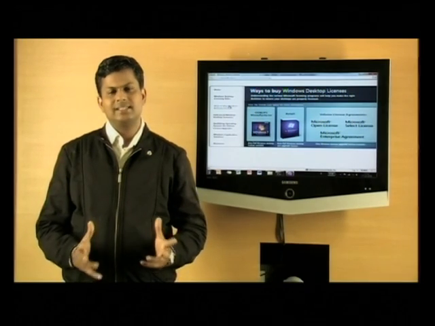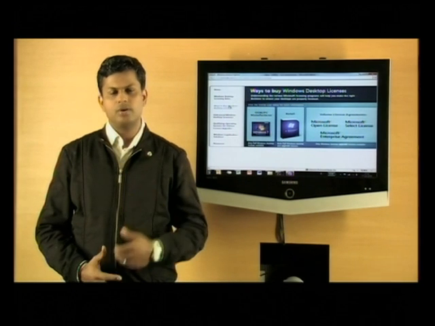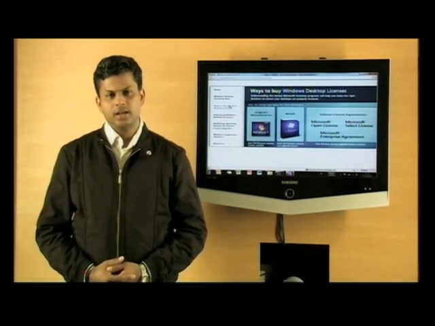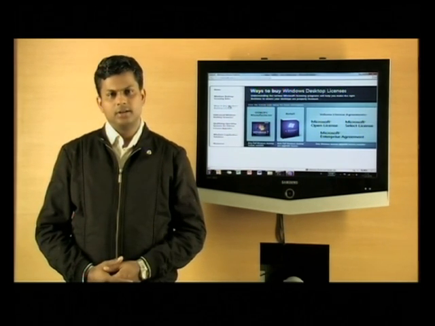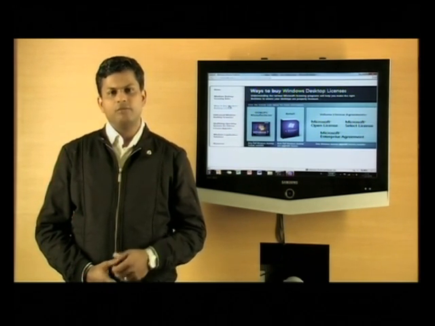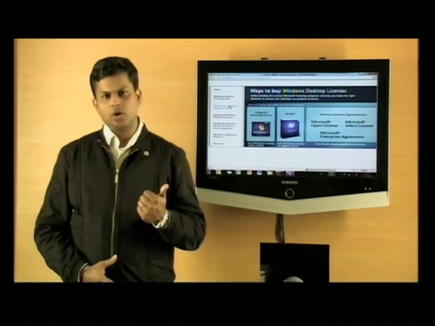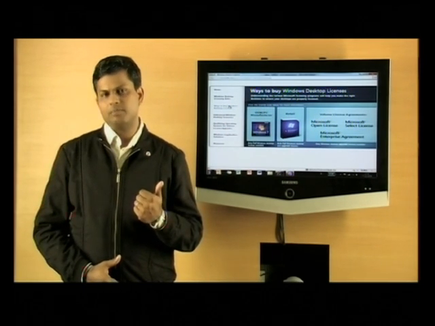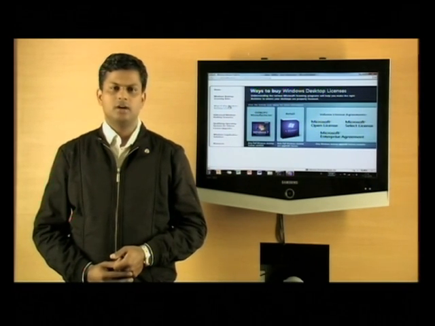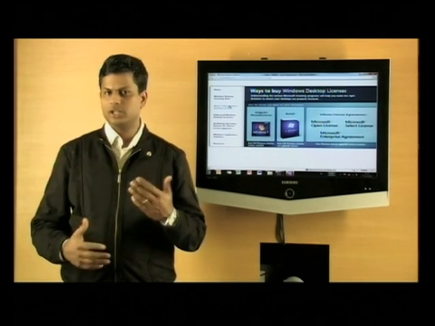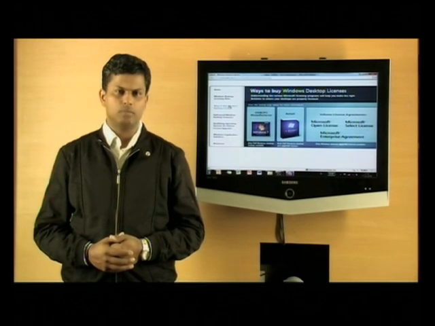So a couple of licensing basics. The first is around a full operating system. Every PC needs a full operating system, and you typically get a full operating system either pre-installed from the OEM at the time of purchase, or you could buy a full operating system from a retail store. These retail stores could be the likes of Chromas.